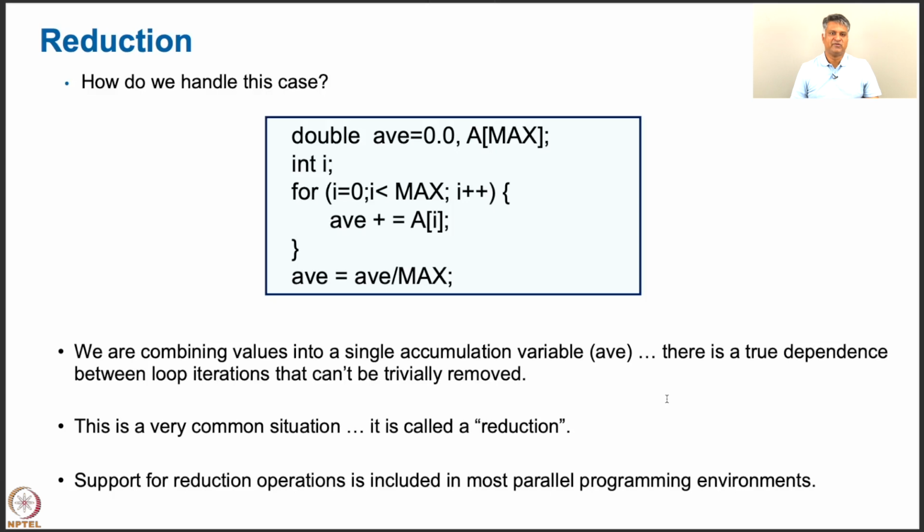In the next class, we will learn how to handle reductions, because reductions are very common in programs. Here we are trying to compute an average of an array, and this is a standard reduction program. We will look at how to remove dependence amongst different loop iterations, and these sorts of dependencies are very common in reduction operations. And we will see what support OMP has for these reduction operations.